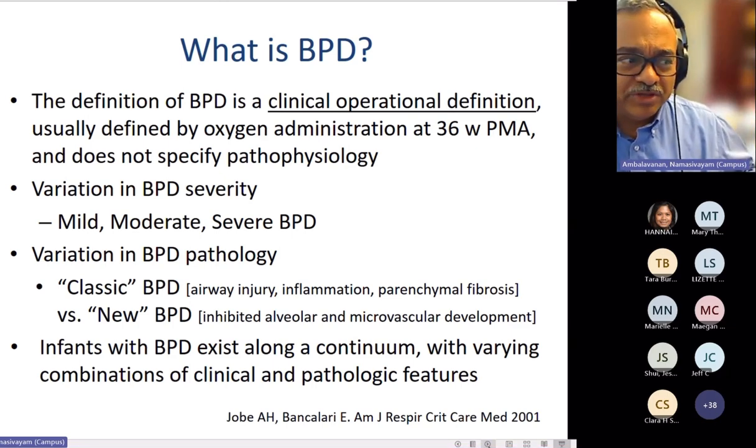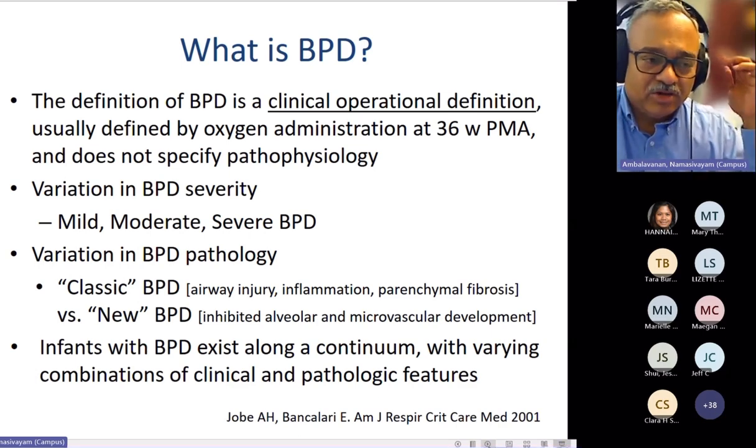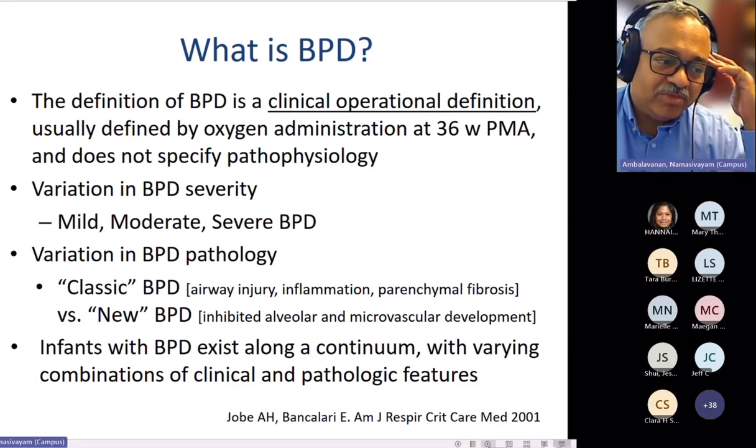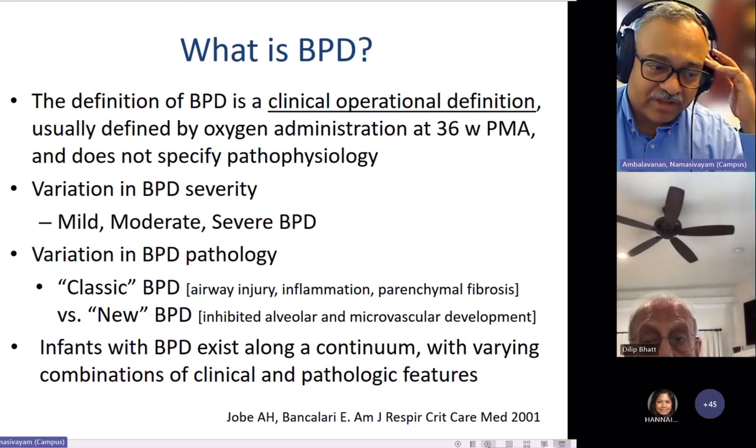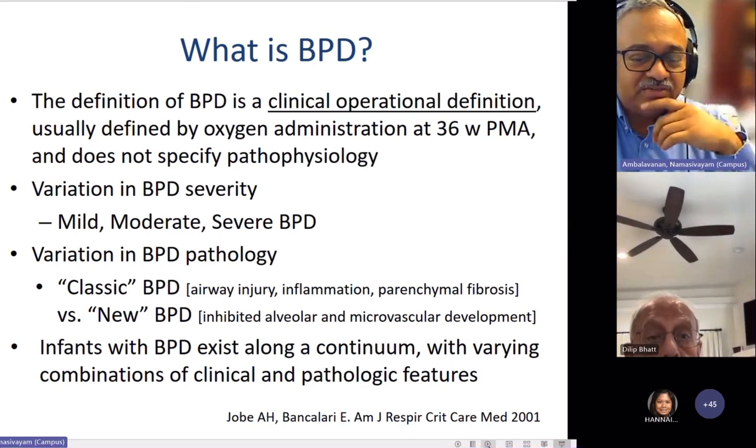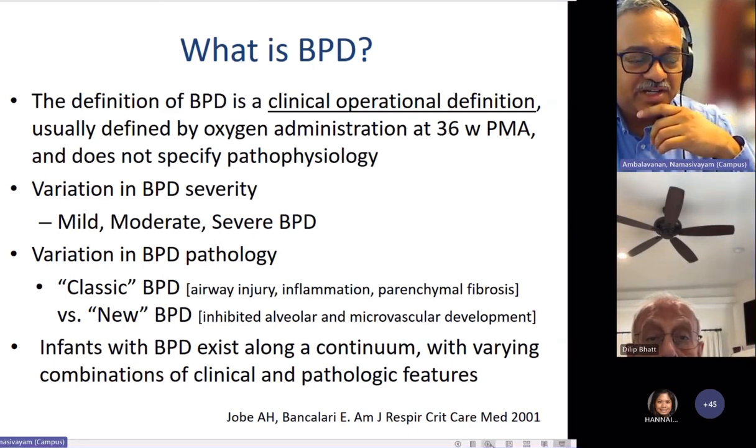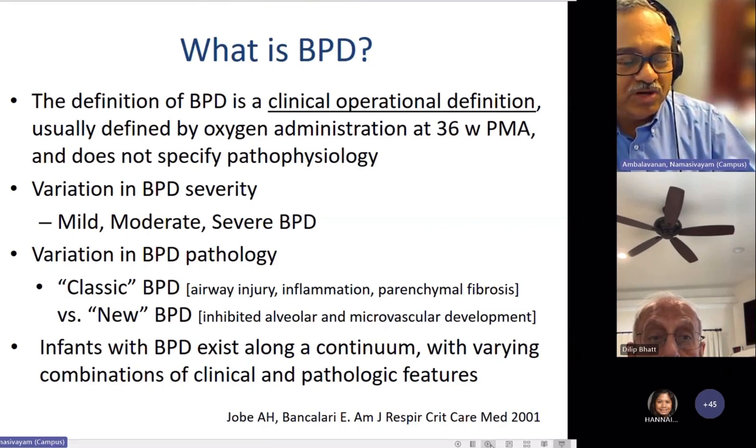And we all know the different variations in BPD severity, mild, moderate, and severe, and also the so-called classic or the new BPD in terms of pathophysiology. So infants with BPD exist along a continuum with varying combinations of clinical and pathologic features. Infants are very different in terms of what exactly their lung physiology and pathology is like.